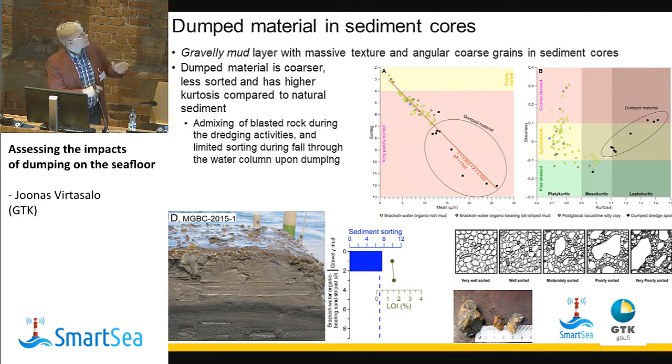So what we see is that this dumped material is coarser, and it has a broader mixture of grain sizes. What this really reflects is that we have the natural sediment, and then we have admixing of pieces of rock that were blasted during the dredging operation. So there are pieces of bedrock and pieces of boulders admixed in the natural sediment, and they stand out pretty nicely in these diagrams.